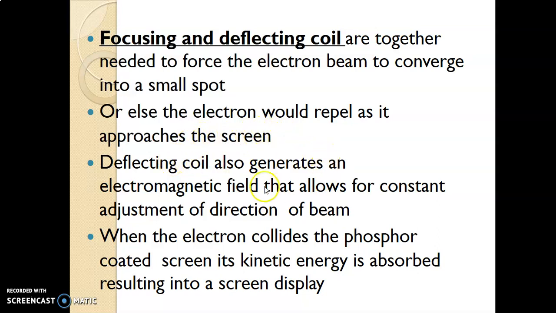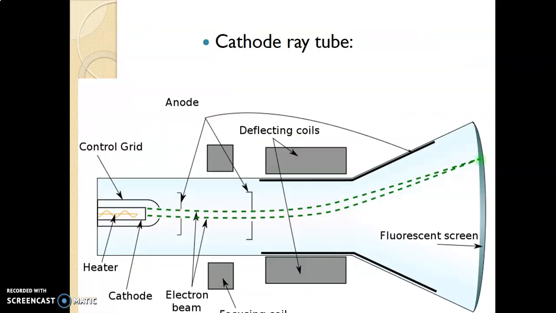The deflecting coil also generates an electromagnetic field that allows constant adjustment of the direction of the beam. When the electrons collide with the phosphor coated screen, their kinetic energy is absorbed, resulting in a screen display. So here the electron beam is converged into a dot on the phosphor coated screen and it produces the image on the screen.